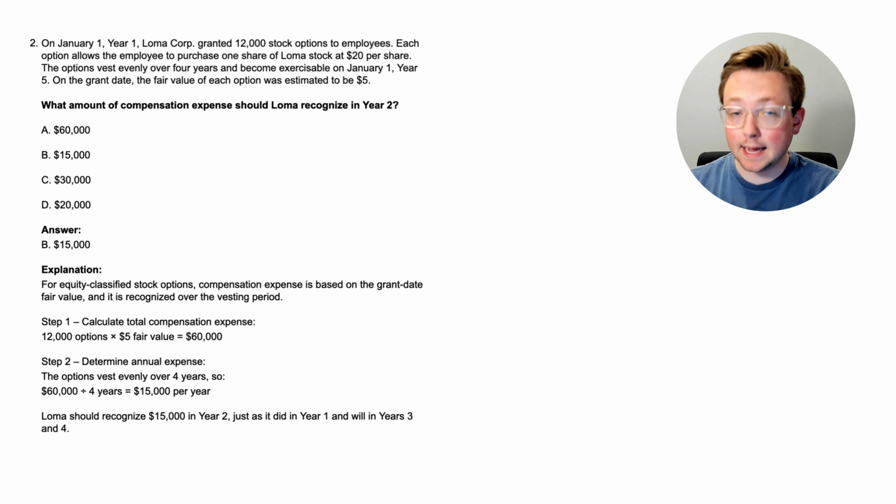Now we can determine the annual expense, and it's really easy, basically very similar to straight line depreciation. You just take the $60,000, divide it by the 4 years that it's going to vest over, and that's $60,000 divided by 4 equaling $15,000 per year. So they should recognize $15,000 of compensation expense in year 2, just like they did in year 1, and that's the same thing they're going to do in year 3 and 4 as well.